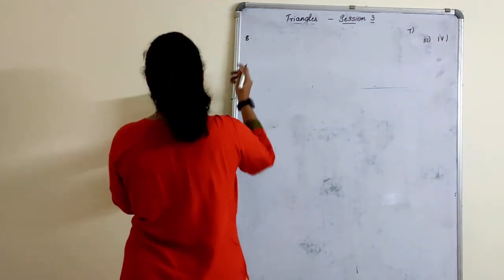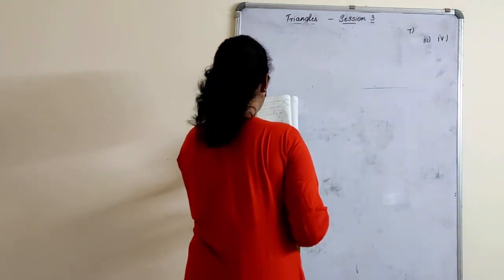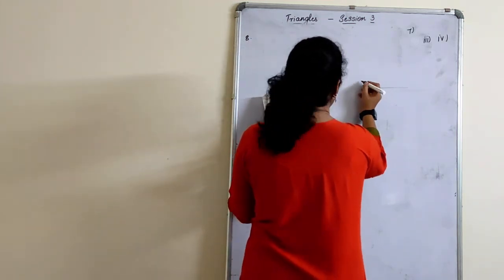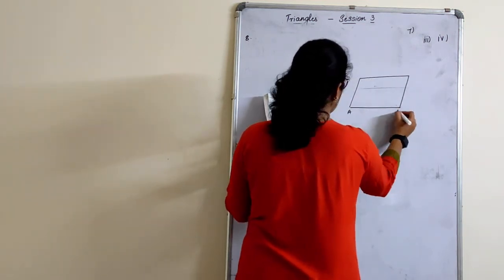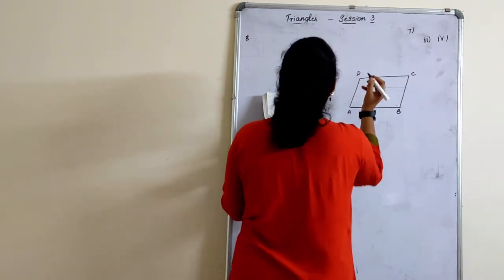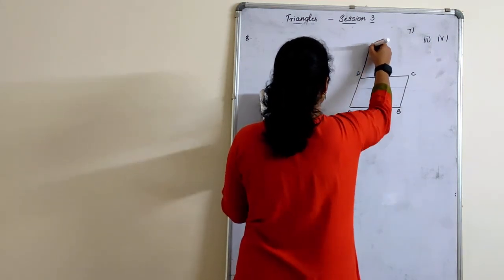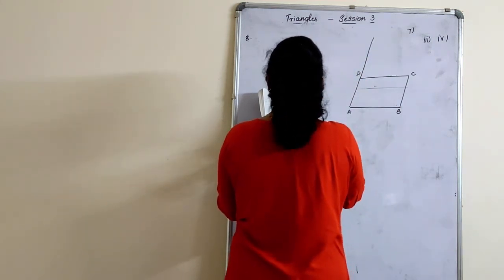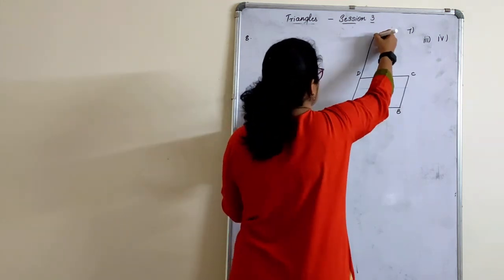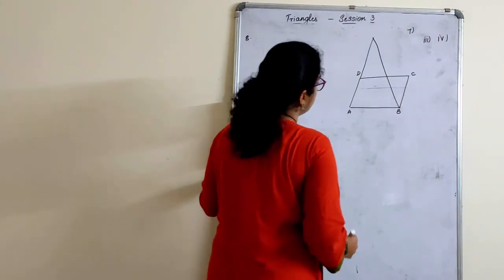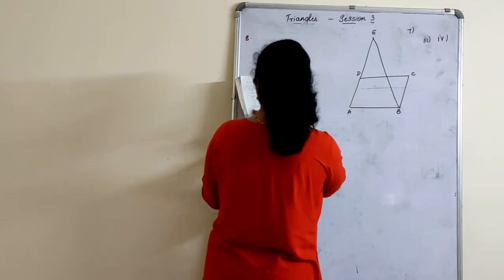Eighth one. E is a point on side AD produced of a parallelogram ABCD. First, let me have one parallelogram ABCD here. So, A, B, C, D is a parallelogram. E is a point on the side AD produced of a parallelogram ABCD and BE intersects CD. That is like this. So, this is point E. BE intersects at point F.